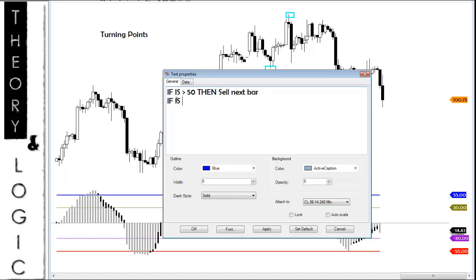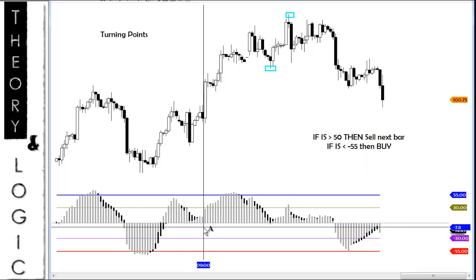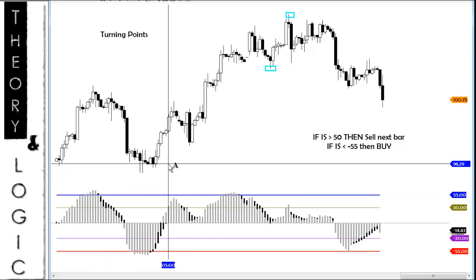If internal strength is less than minus 55, then buy next bar market. Now, if you know how to program C#, C++, you could probably write this in about 2 hours. This would be without any targets.